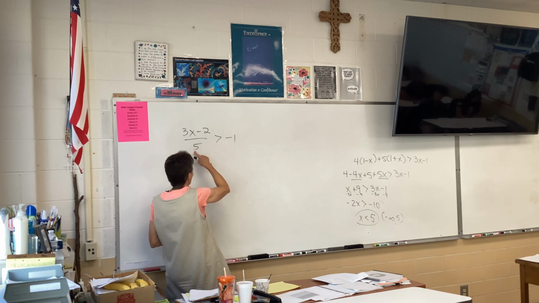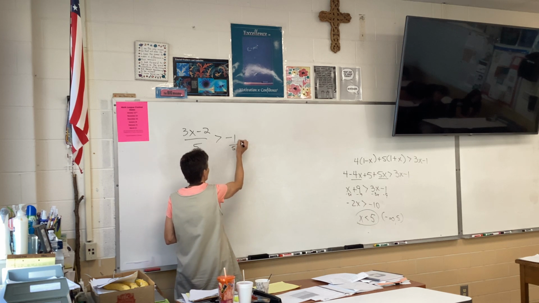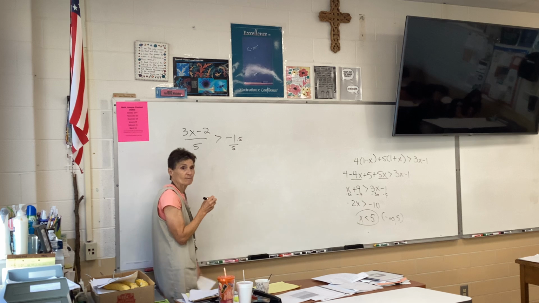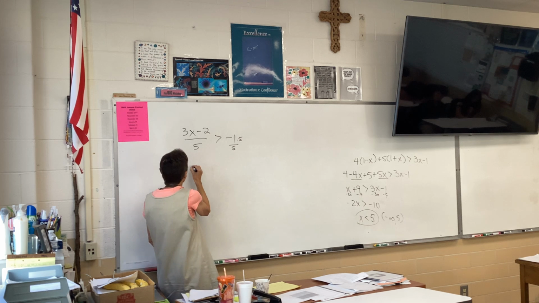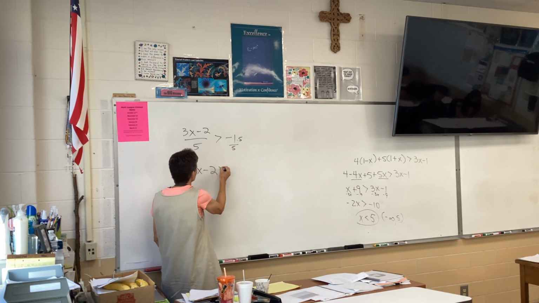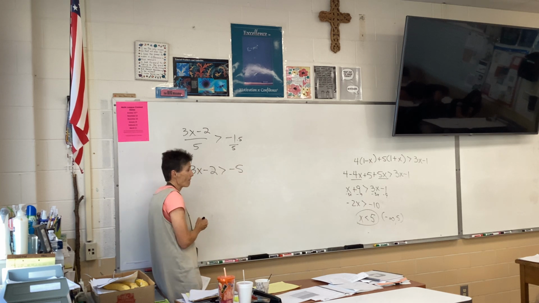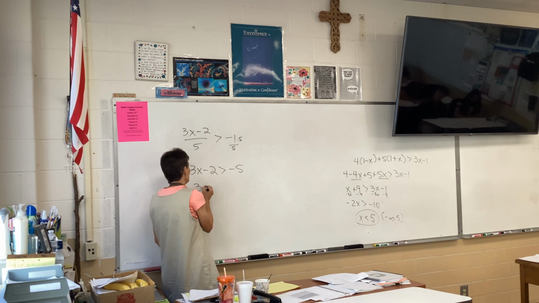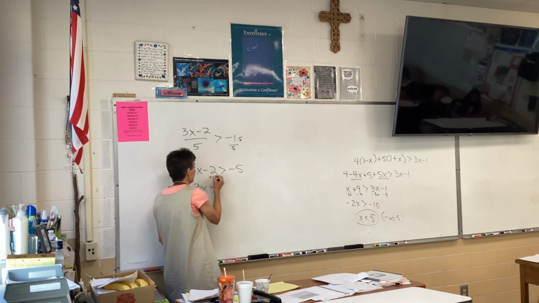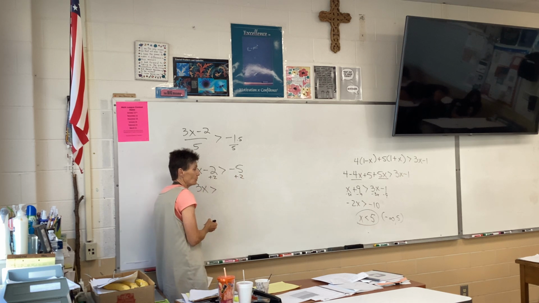So this one already has a 5. This one would have to be times 5. So then we have 3x minus 2 is greater than negative 5. And then you can add the 2. Add the 2. Be careful. Negative 5 plus 2. Negative 3.